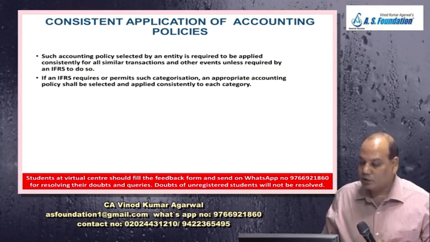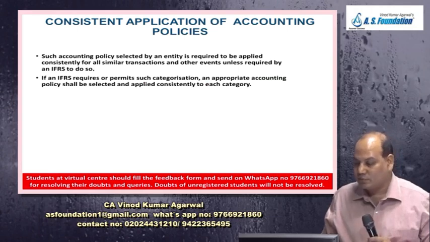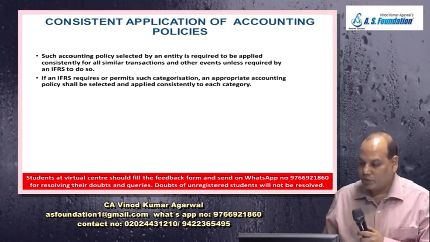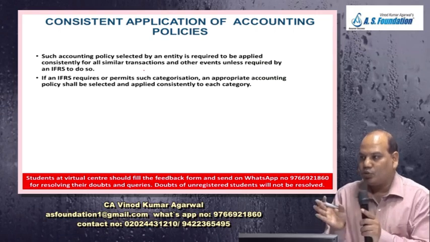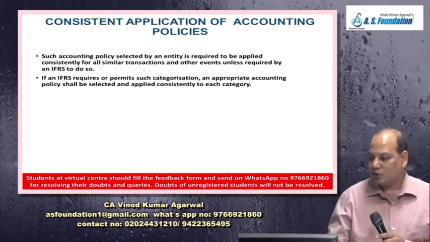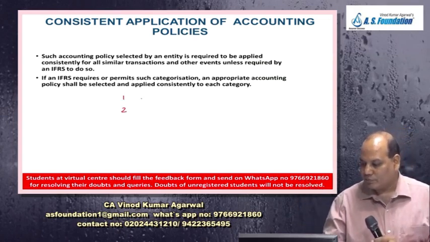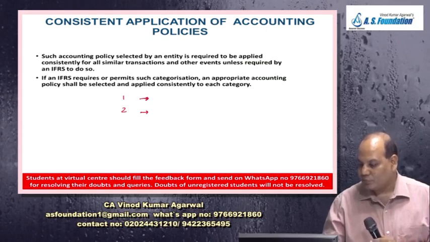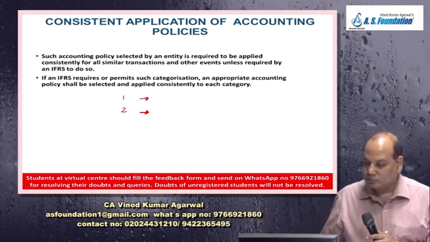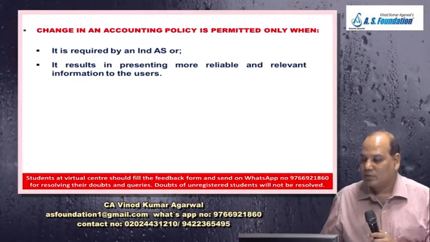If an IFRS requires or permits such categorization, an appropriate accounting policy shall be selected and applied consistently to each category. So for similar transactions where two policies are allowed, again you will follow consistently. Suppose there are two types of similar transactions, 1 and 2. Whatever policy you choose for the first type, you follow consistently. Whatever accounting policy you choose for the second type of transaction, you consistently follow that, subject to them being permitted by IFRS.